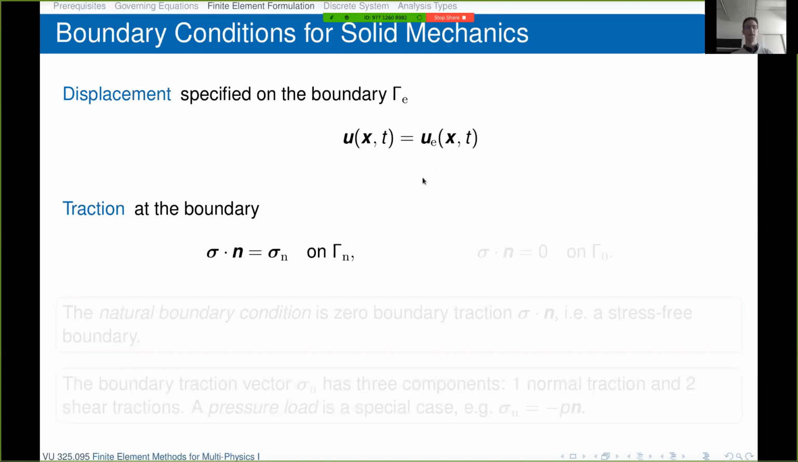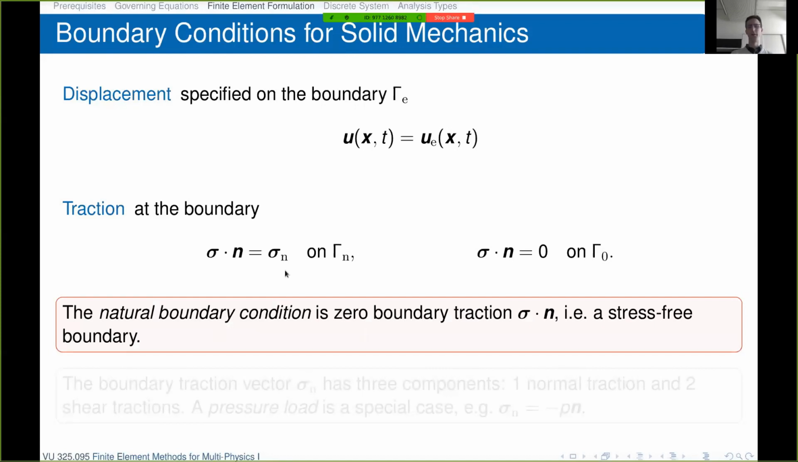So this is a Neumann type condition where we specify sigma in n to known values. So this would be a known traction. And of course, the natural boundary condition is actually sigma in n equals 0. So the homogeneous Neumann condition. And this means physically a stress-free boundary. So this happens whenever you don't specify any boundary condition, you require the boundary to be stress-free, which is typically what you want if you do solid mechanics problems.